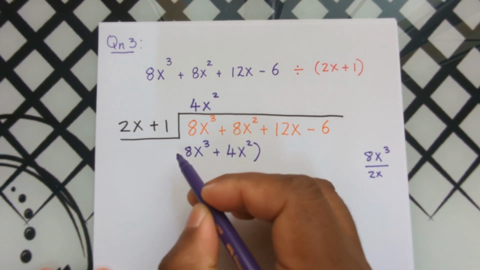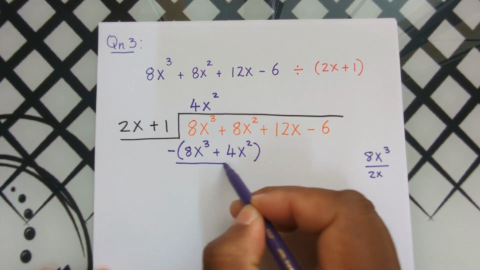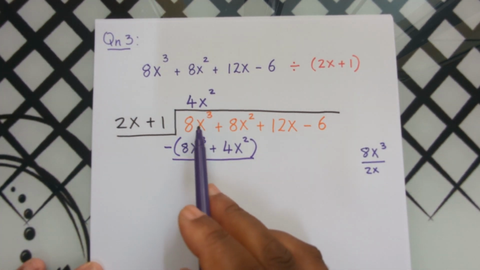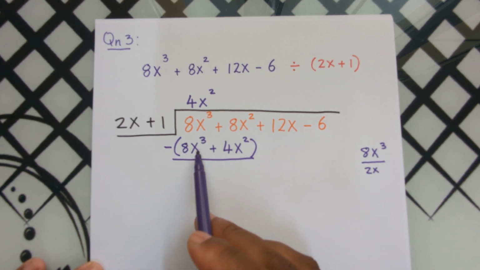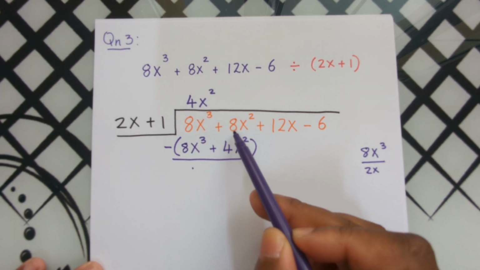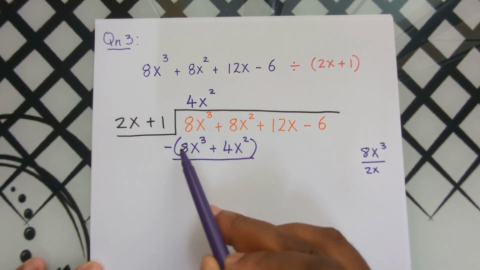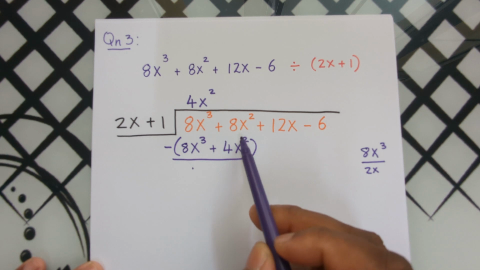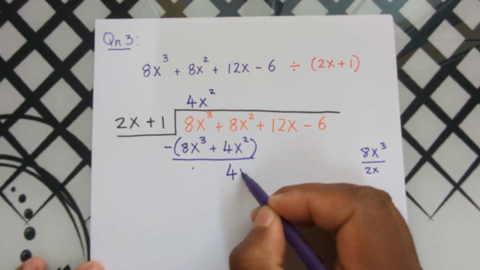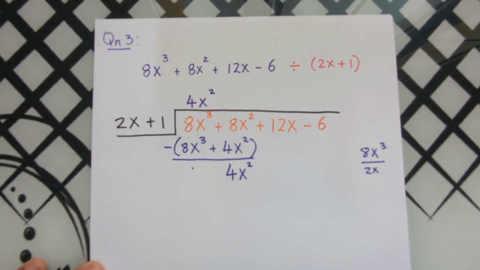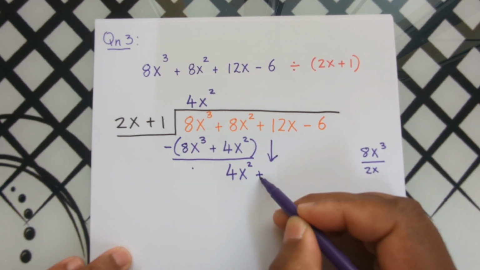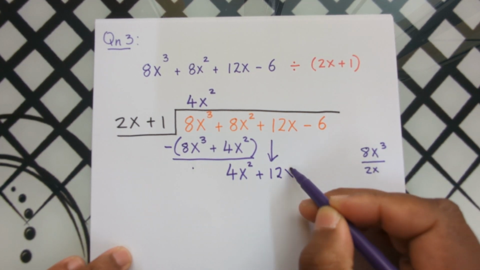And we subtract, put our brackets, put the subtraction sign, and subtract. 8x to the power 3 minus 8x to the power 3, this one will be a 0. And 8x squared minus plus 4x squared is the same as saying 8x squared minus 4x squared, which will give you 4x to the power 2. And we bring down the next term. In this case, it is positive 12x.